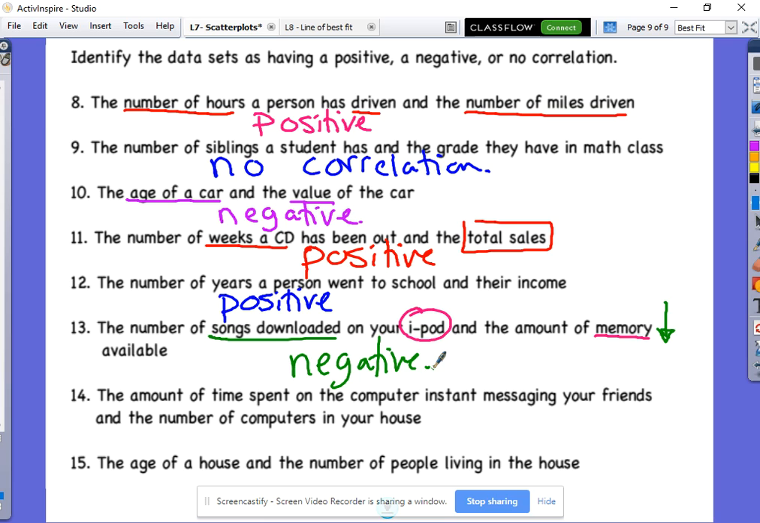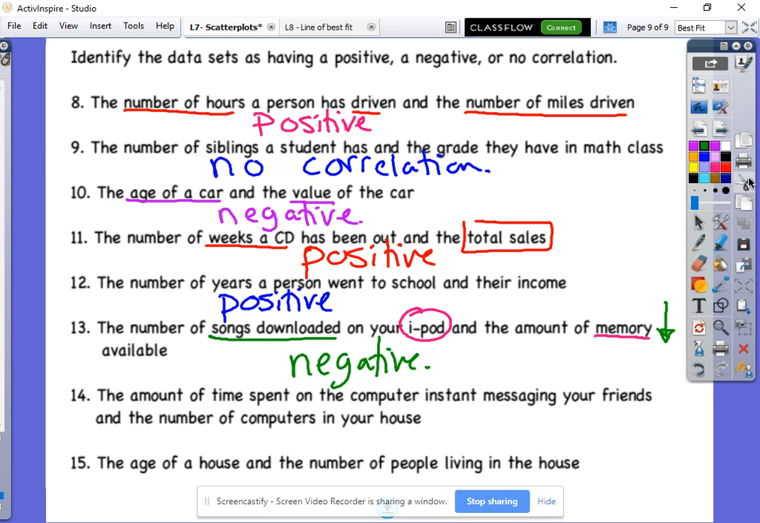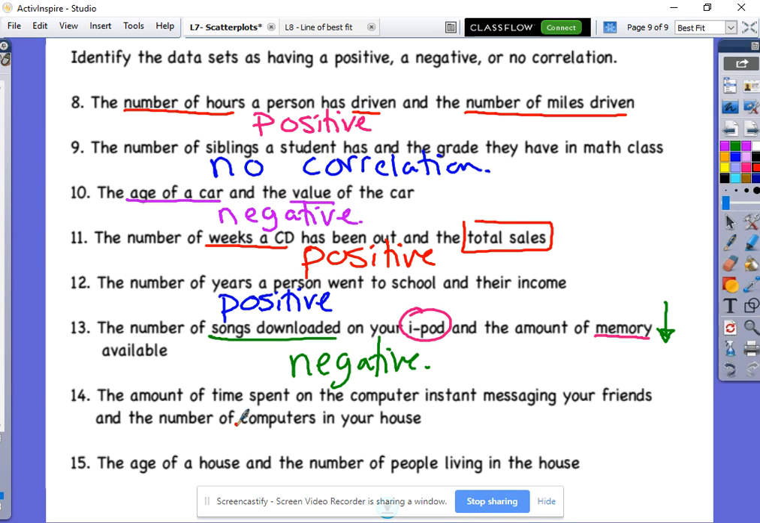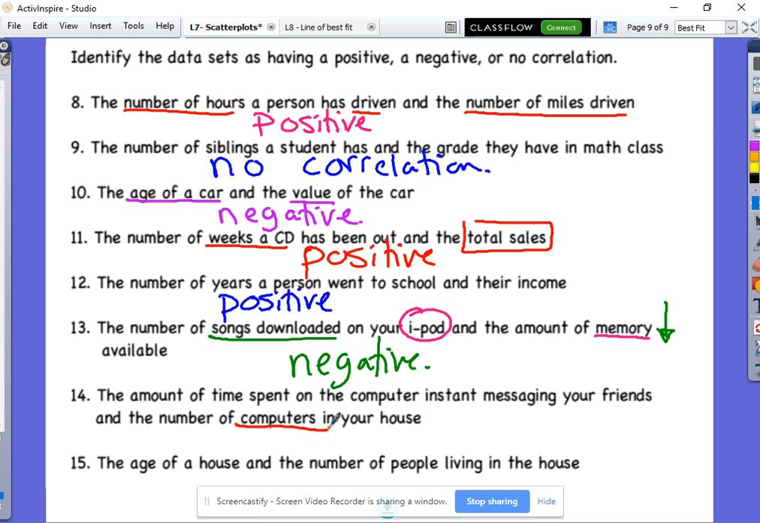All right, last two here. The amount of time spent on the computer, instant messaging, maybe aka texting your friends, and the number of computers you have in your house. Once again, we probably need to update these. You guys probably don't instant message on your computer, but the idea here is that the more computers you have in your house, the more time you can spend sending text messages or instant messaging. So that would be a positive relationship.